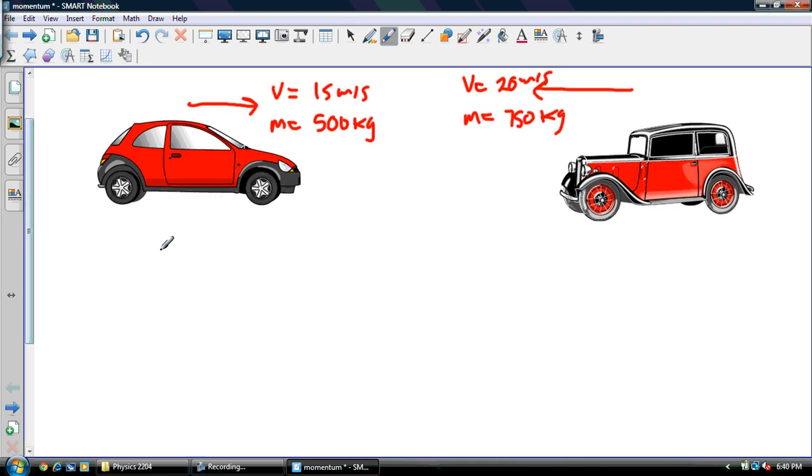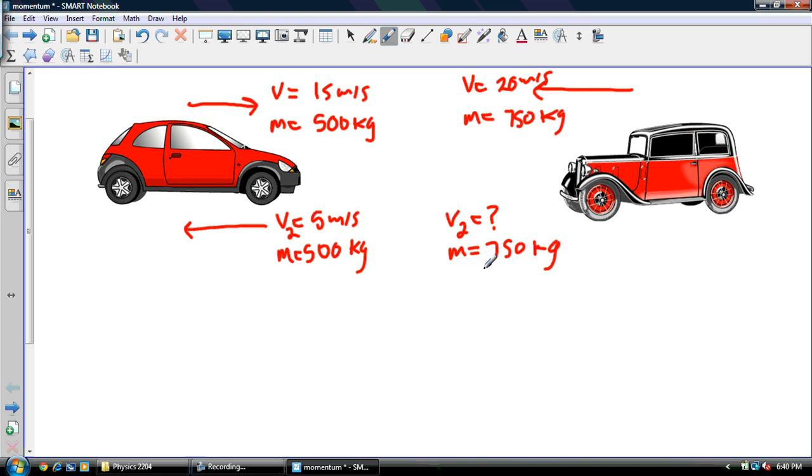After, what ends up happening is that this car ends up going this way with a speed of 5 meters per second, and its mass is still 500. And this one ends up going, well, we don't know. We're wondering what its V2 is, and its mass is still the same. So we can use our momentum formula to be able to solve this.